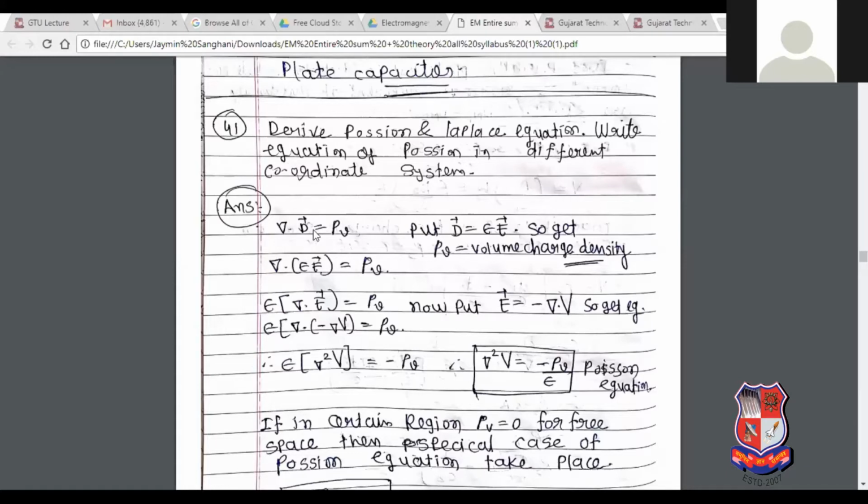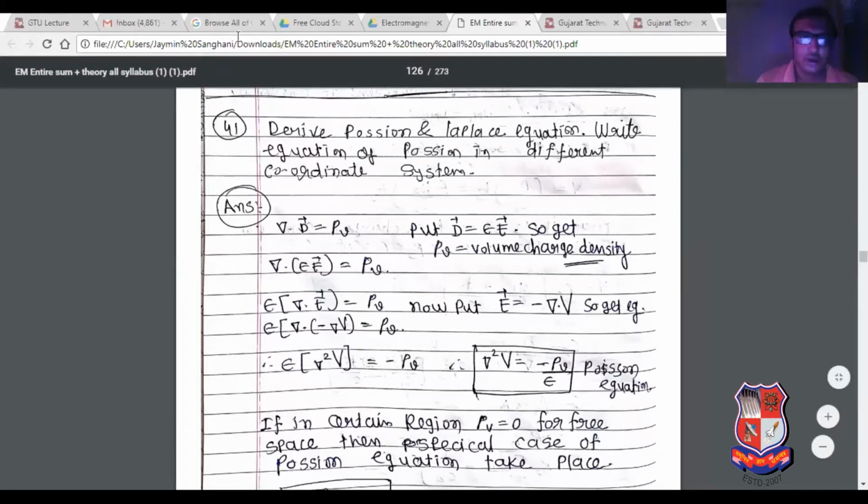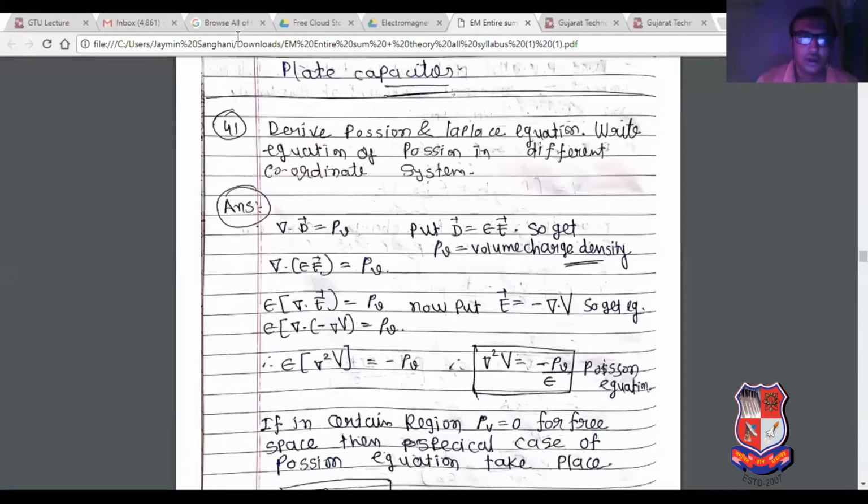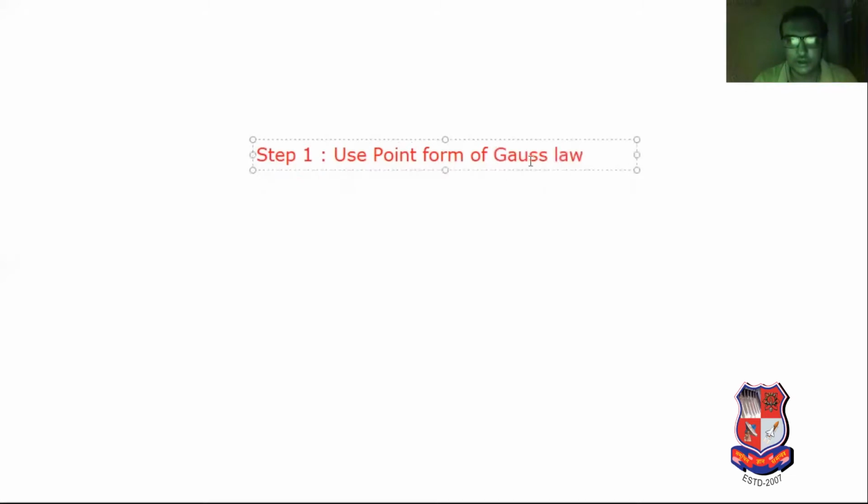See this, del dot D equal to rho v, which is the equation of the point form of Gauss law. I have written on the whiteboard which law can be used. First, in step 1 of the derivation, use the point form of Gauss law. First step.